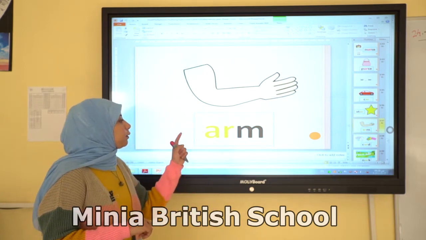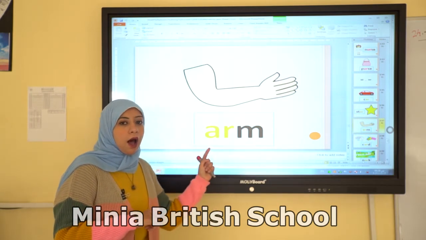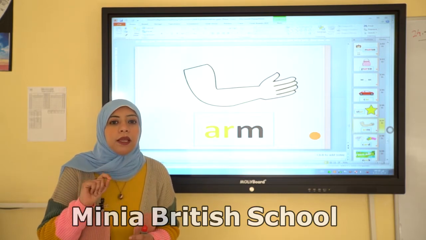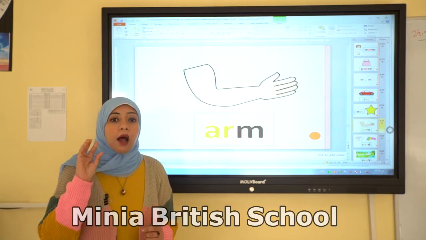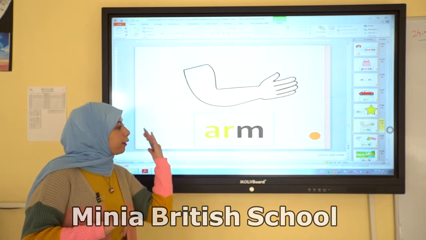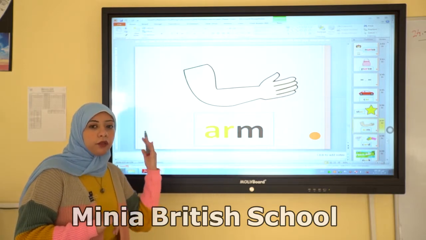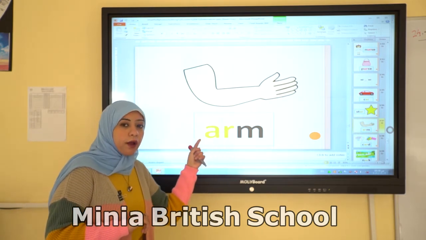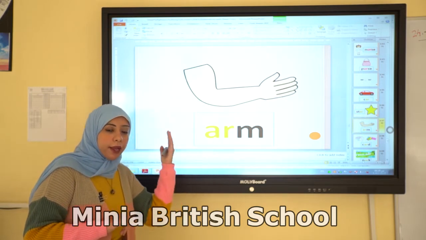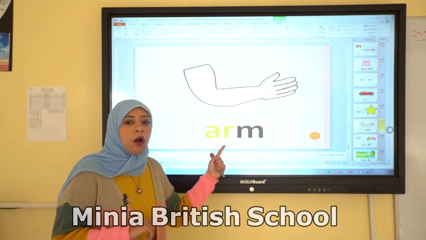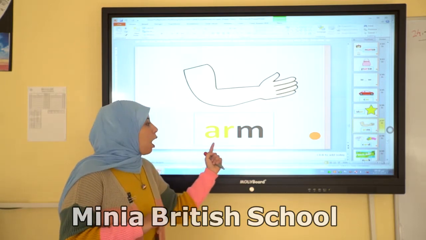What's this? This is arm. Again, arm. Remember, listen carefully. We don't say arm. We say arm. So again, the digraph is in the beginning of the word. Okay, so here we don't say arm, we say arm.